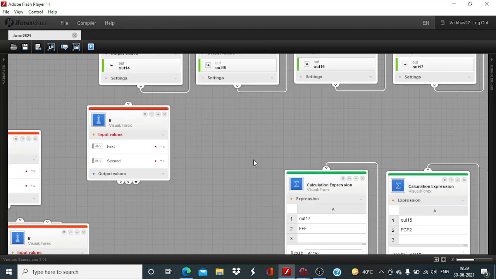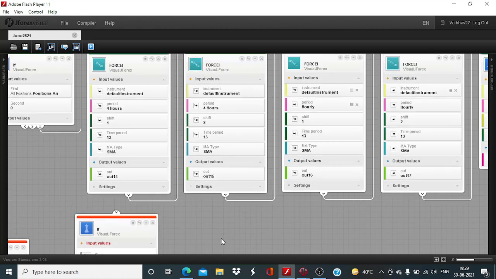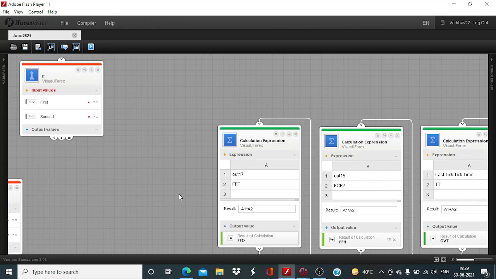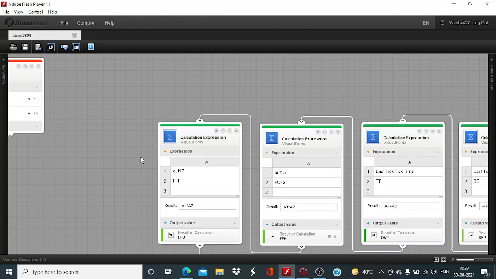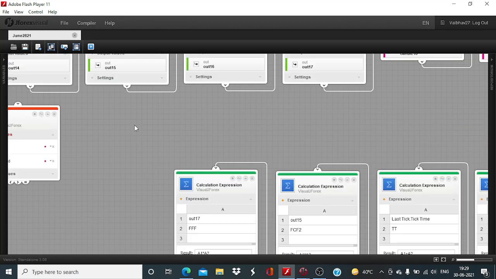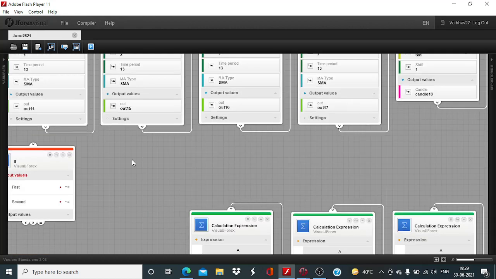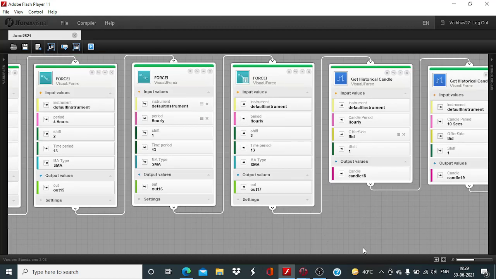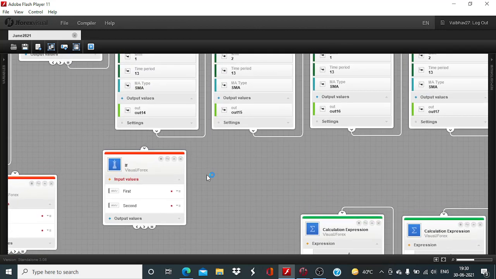We have taken this force index output values and multiplied by required variables to arrive at the desired values. Okay, so the out 15 has been multiplied by 2, and out 17, the penultimate hourly candle's force index output, has been multiplied by 5, and we have to compare.